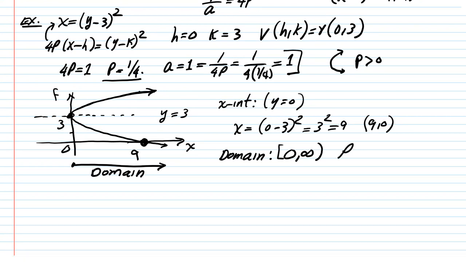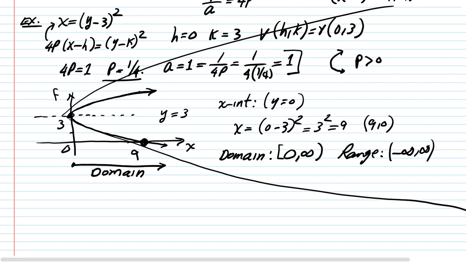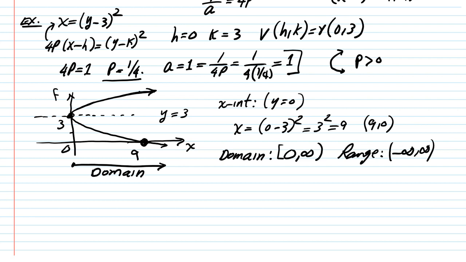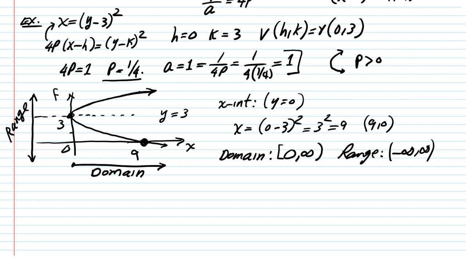The range, however, for this one is going to be negative infinity to infinity. Those are possible y values. Why is it negative infinity? Well, it can go like this forever. It can go up and down forever. And there you have that one. Okay, so domain is this. And just to reiterate, for range, we look at the y values. All right, and I think we've pretty much done everything about this one.